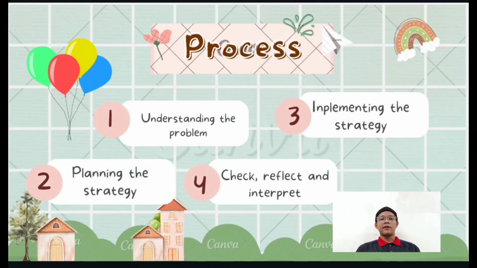So, there are 4 steps or processes to solve this problem. First, we must understand the problem. Second, planning the strategy. Third, implementing the strategy. And fourth, check, reflect and interpret.